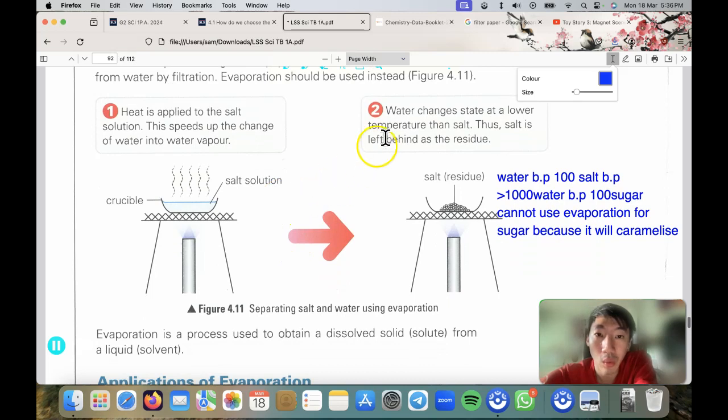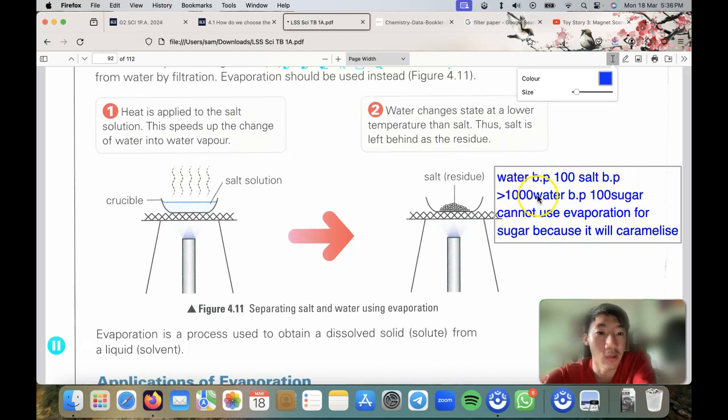Okay, so what we'll see is that the water will change state from a liquid into a gas at a low temperature as compared to the salt. Water will turn into water vapor at 100 degrees. And so this salt will be left behind as a residue. It's a solid salt now. And so we see that water has a boiling point of 100 degrees, whereas salt has a boiling point of more than 1000 degrees.